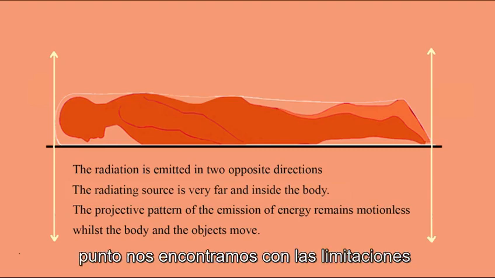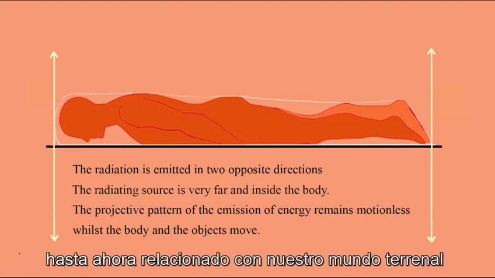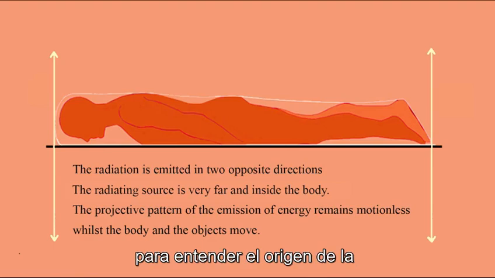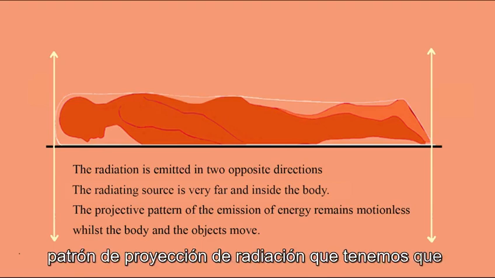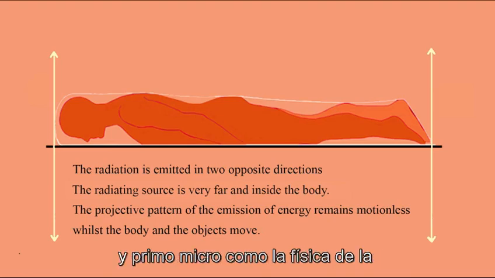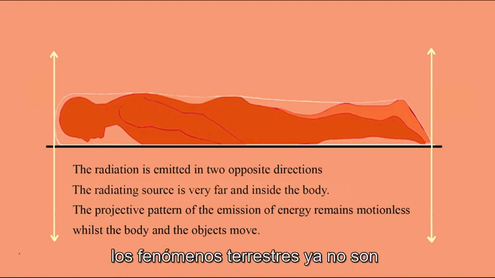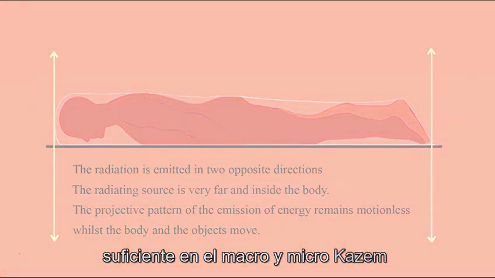At this point, we come up against the limitations of the geometric notions we have used until now, related to our earthly world. To understand the origin of the radiation projection pattern, we have to extend projective geometry to the macro and microcosm. Like physics, the geometric notions we use to explain terrestrial phenomena are no longer sufficient in the macro and microcosm.